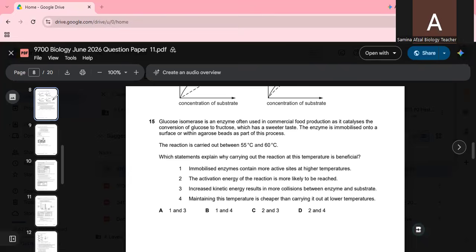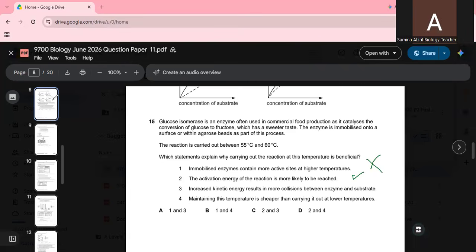that immobilized enzymes contain more active sites at high temperatures. This statement 1 is incorrect. Why? Because the immobilization does not increase the number of active sites simply by increasing temperature. The activation energy of the reaction is more likely to be reached. So this is the correct statement. Higher temperatures apply more activation energy to the reactant molecules, increasing the proportion of substrate molecules with enough energy to reach the transition state. So this is the correct answer.